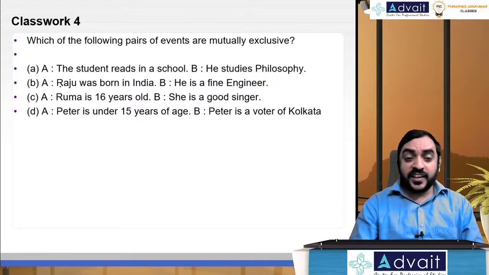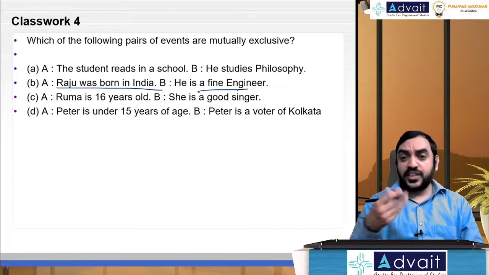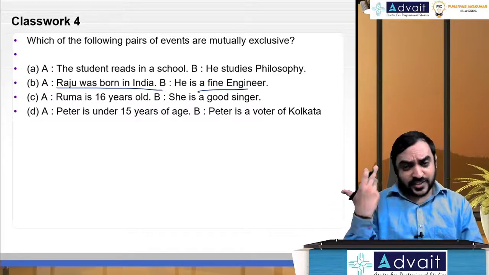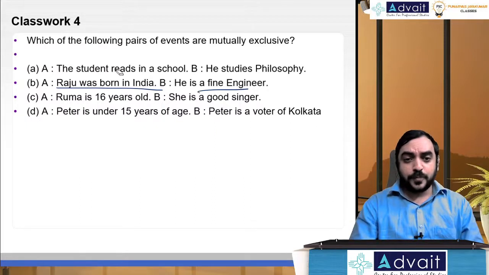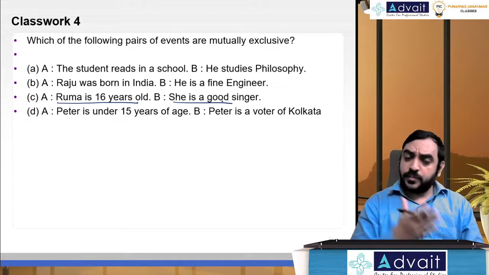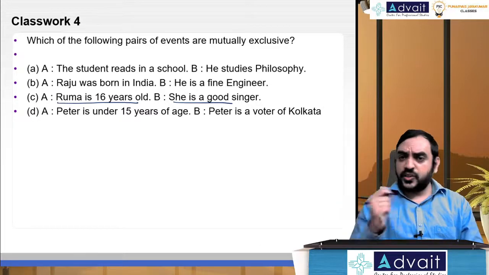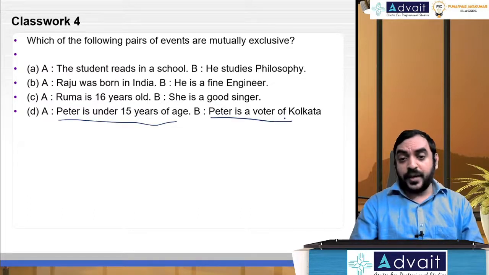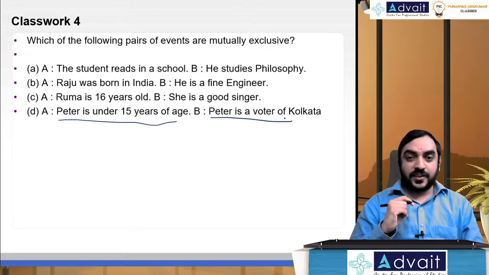Raju was born in India and he is a fine engineer. Yes, he can be. Among Indian engineers, there are many fine engineers. Ruma is 16 years old and she is a good singer. Yes, a person can be 16 years old as well as a good singer. Yes, possible. Peter is under 15 years of age and Peter is a voter of Kolkata.